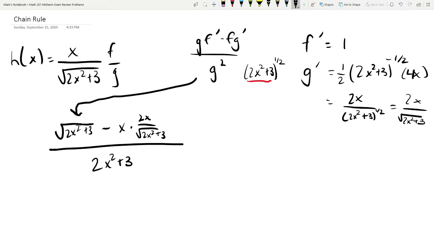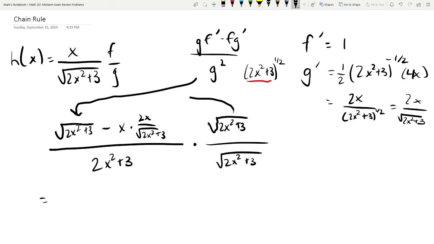So we could leave this like this. A lot of times we'll be asked to give the most simplified answer though, and in this case we have a fraction within a fraction, and we don't normally like that, so let's try to get rid of that. Easiest way to get rid of this is going to be, well, let's just multiply by the square root of 2x squared plus 3, so that cancels out. But if we're doing that in the numerator, we of course have to do that in the denominator as well.